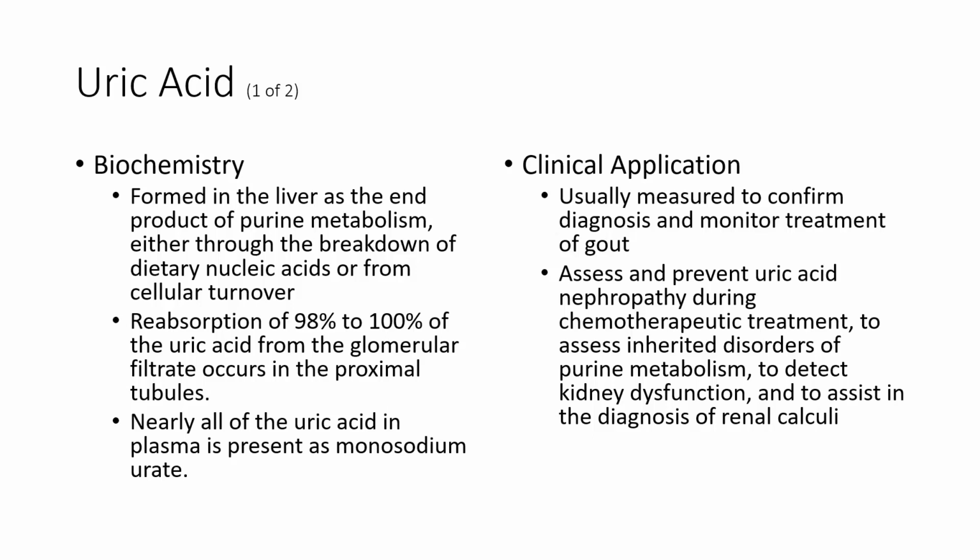Uric acid. Uric acid is formed in the liver as the end product of purine metabolism. So if you remember DNA nucleotides, we have purines and pyrimidines. The purines are adenine and guanine, A and G, either through the breakdown of dietary nucleic acids or from cellular turnover. Reabsorption of 98 to 100% of the uric acid from the glomerulofiltrate occurs in the proximal tubules. Nearly all of the uric acid in plasma is present as monosodium urate.